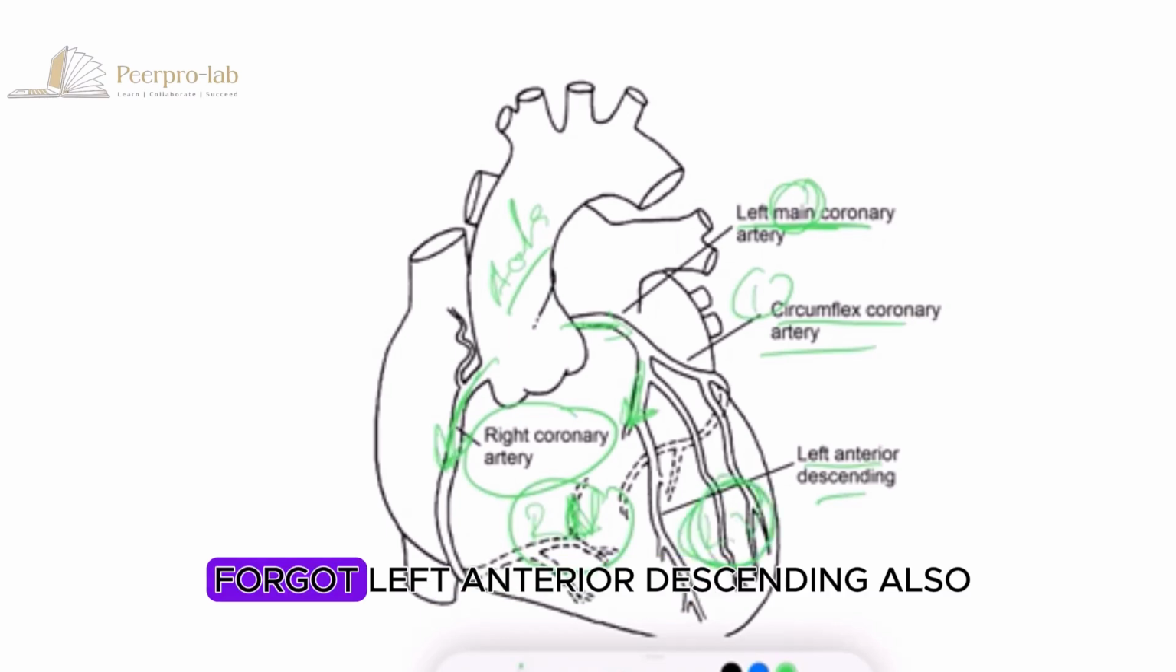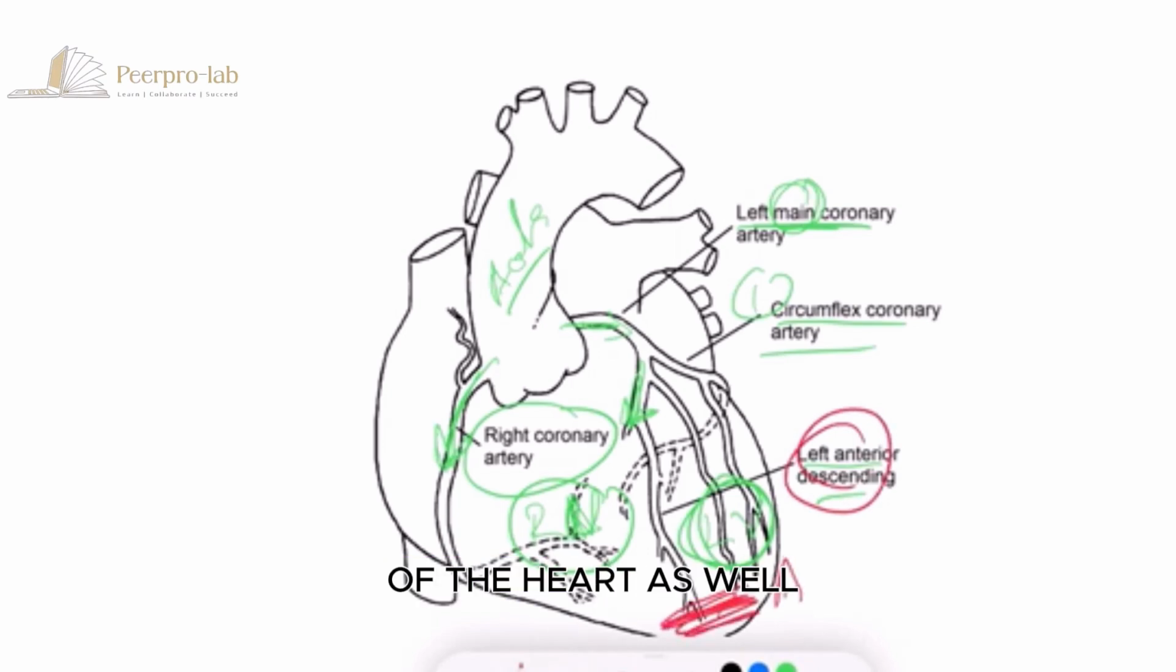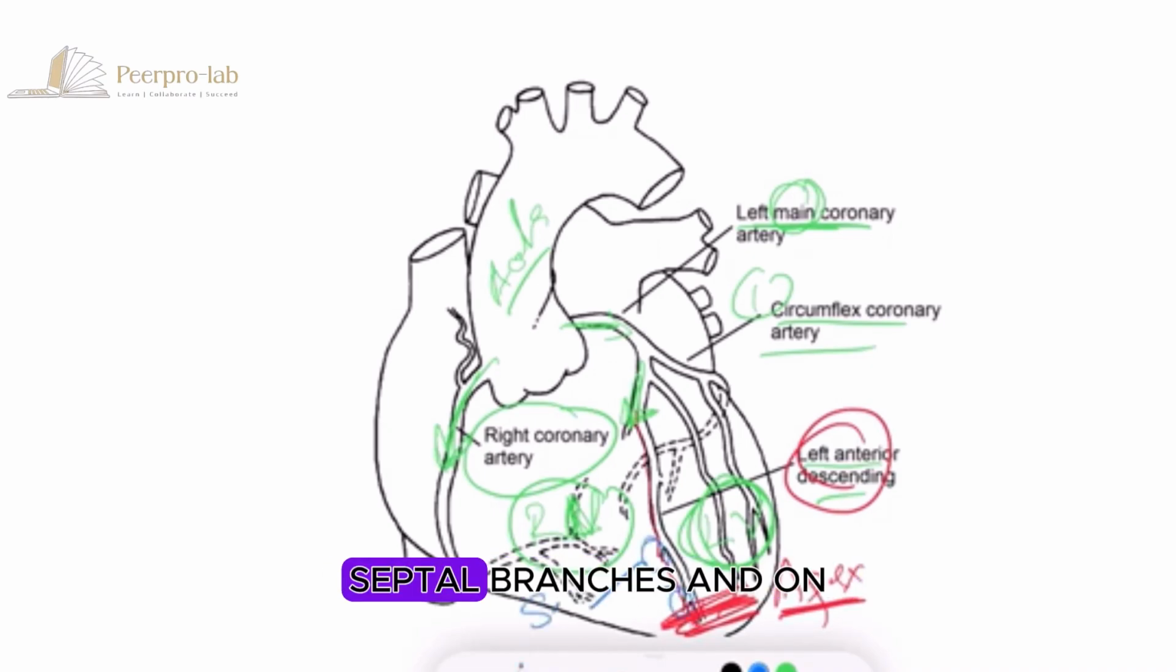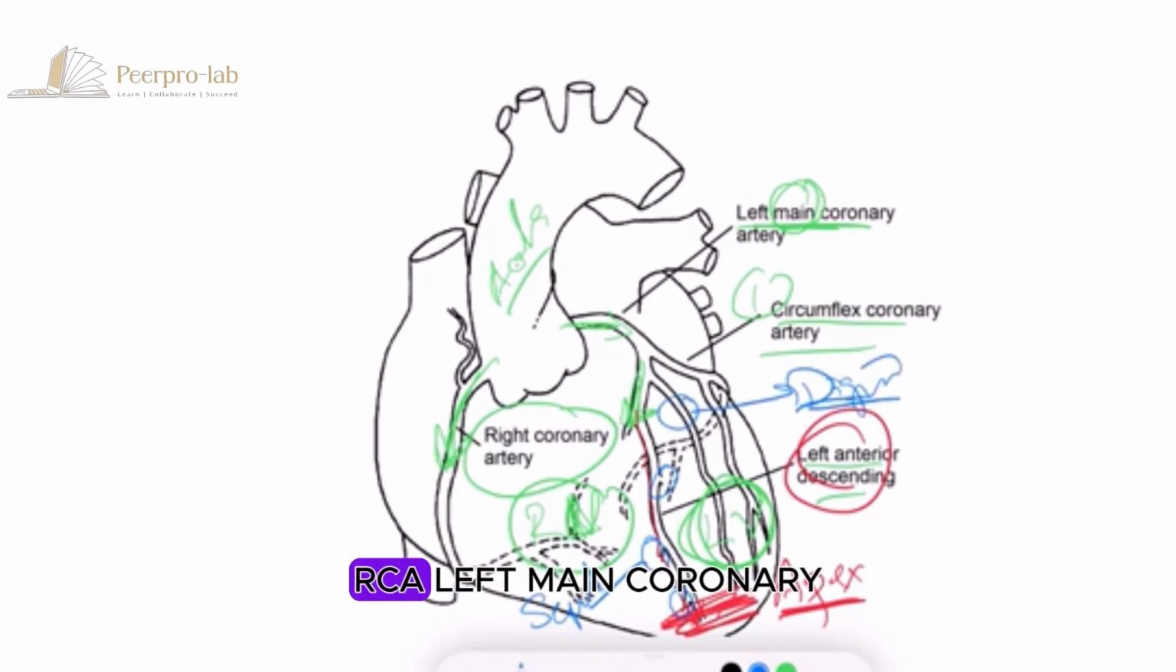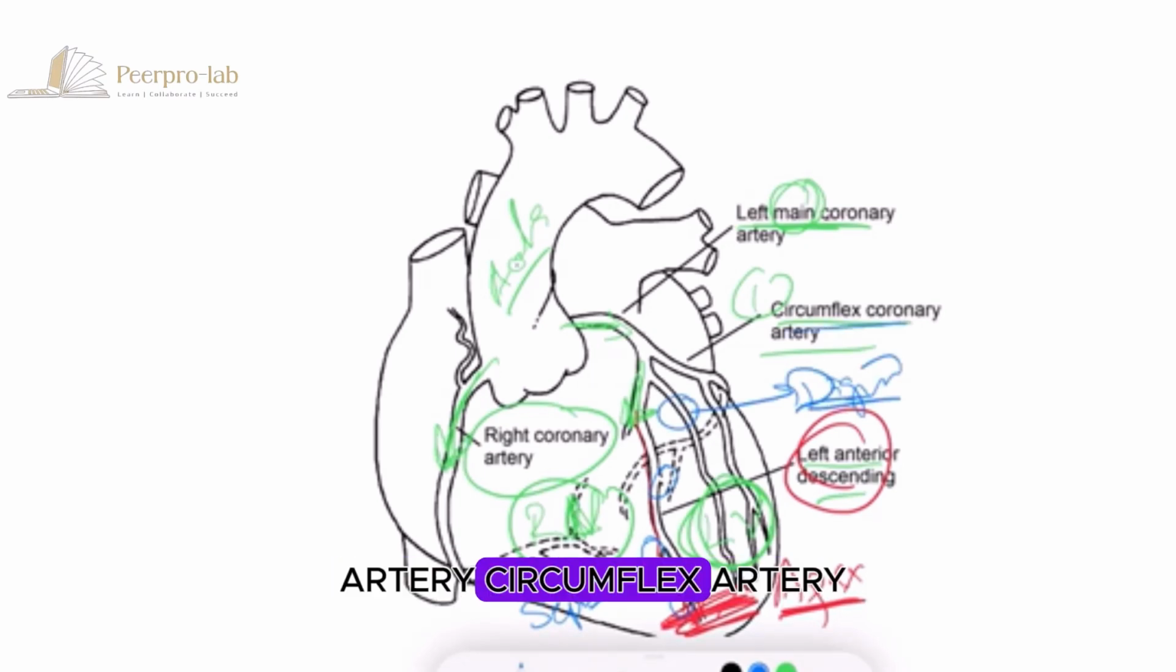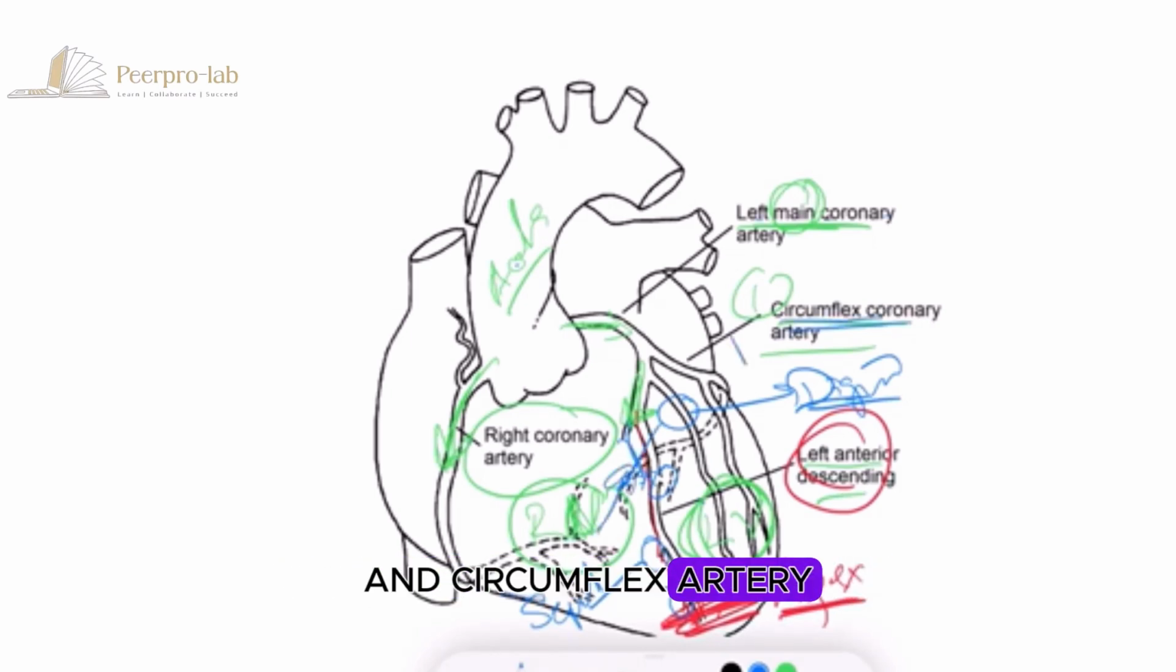Okay, and one thing I forgot, the left anterior descending also supplies the apex of the heart as well. So it goes all around to the apex, and these are the branches which I told you, septal branches, and on the left side these are diagonal branches. So aorta, RCA, left main coronary artery, circumflex artery. The anterior descending supplies the anterior wall, the RCA supplies the inferior and posterior wall, and the circumflex artery supplies the lateral wall of the heart.